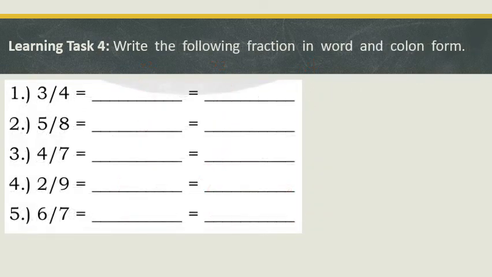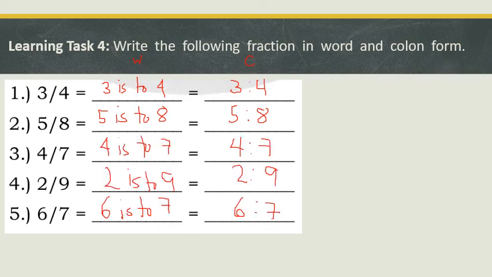Then, learning task 4, let us write the following fraction in word and column form. So, word at saka column form. So, ang 3 is to 4 sa word, so ganito lang po siya. So, sa column form, so yan. Then, sa 5 is to 8, so 5 is to 8. So, sa column form, so lagyan lang natin siya ng colon. So, yan na po lahat yung sagot para sa 1 to 5.